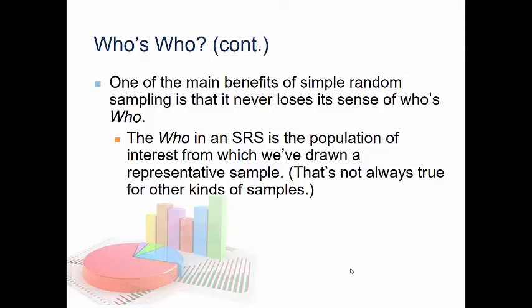One of the main benefits of simple random sampling is that you know who everyone in the population is. So I can do a simple random sample of students at Cedar Ridge because I have a complete list of students at Cedar Ridge. But I can't do it of people who will be voting in the election because I don't actually have that. So the who in a simple random sample is a population of interest from which we've drawn a representative sample, and that's not always true for others.